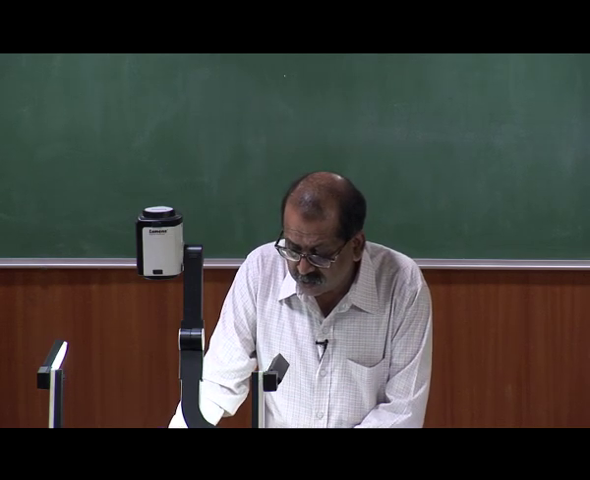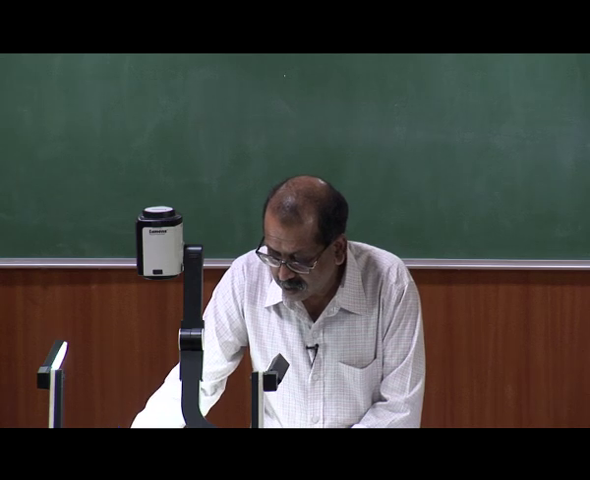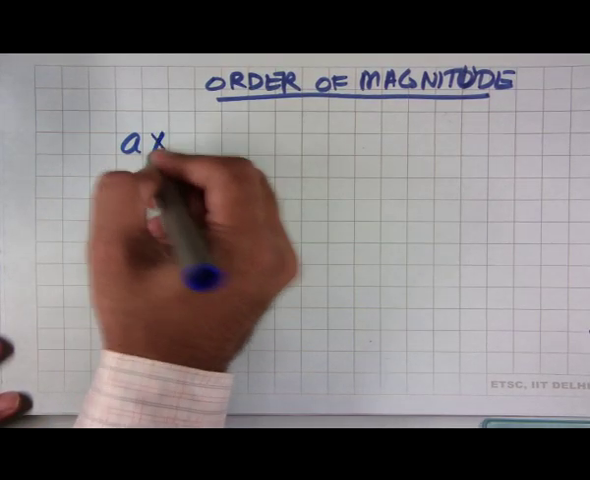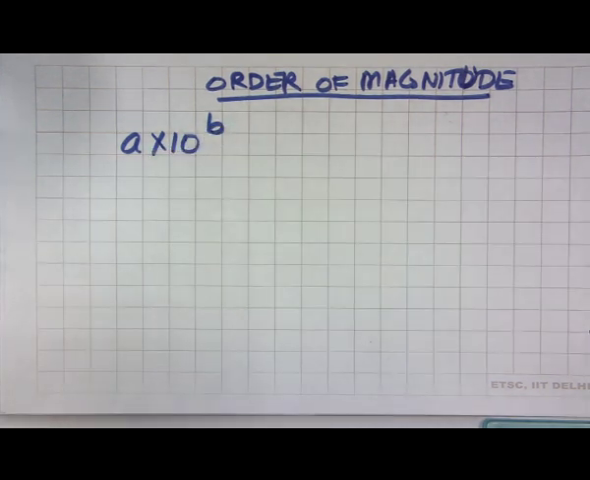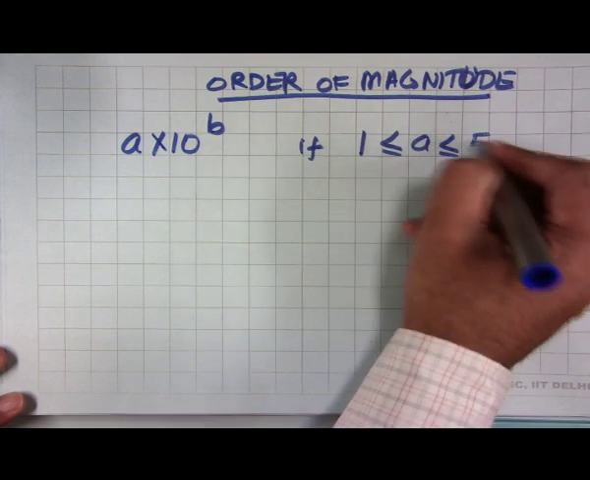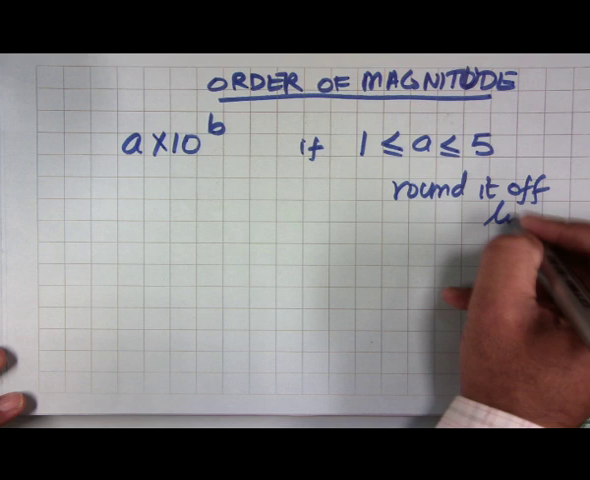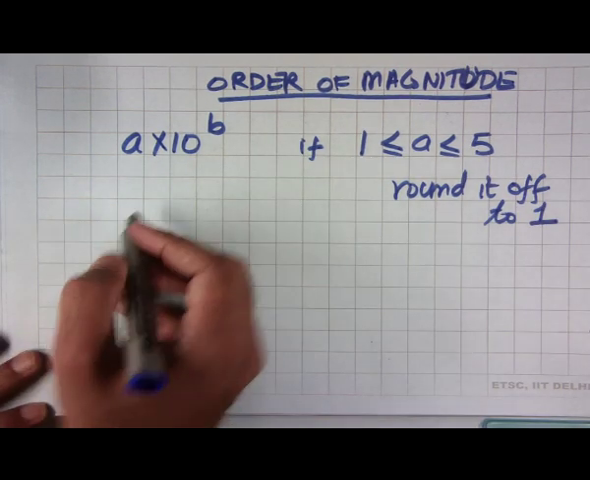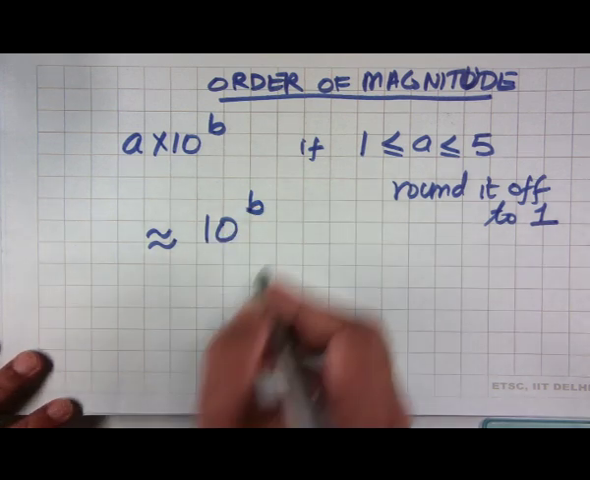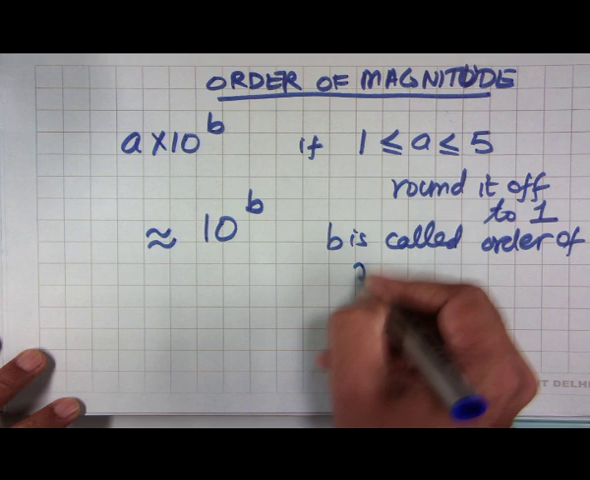So next we talk of order of magnitude. Now, if a quantity is written in the scientific notation as a into 10 to the power of b, then if a lies between 1 and 5, then we round it off to 1, and then we make an estimate of this quantity as 10 to the power of b, and b is called the order of magnitude of the quantity.